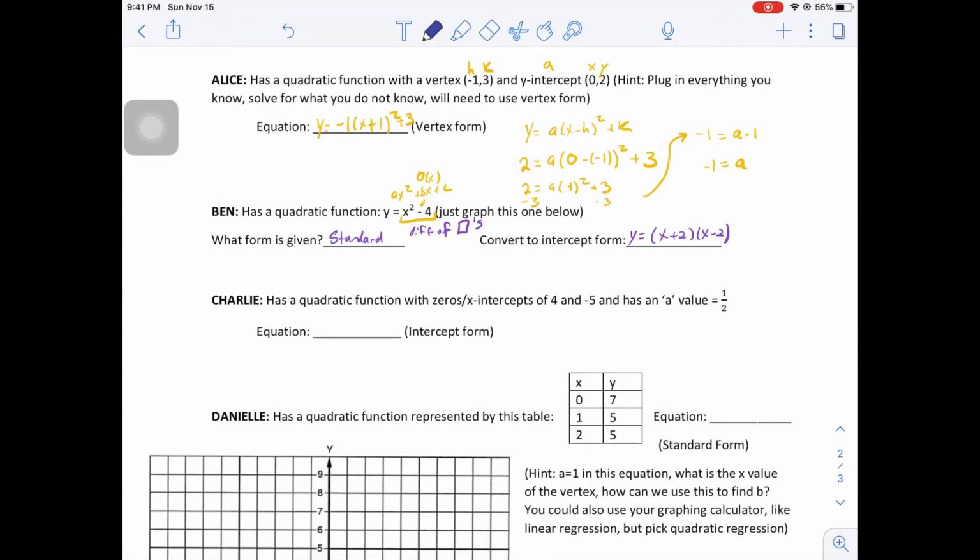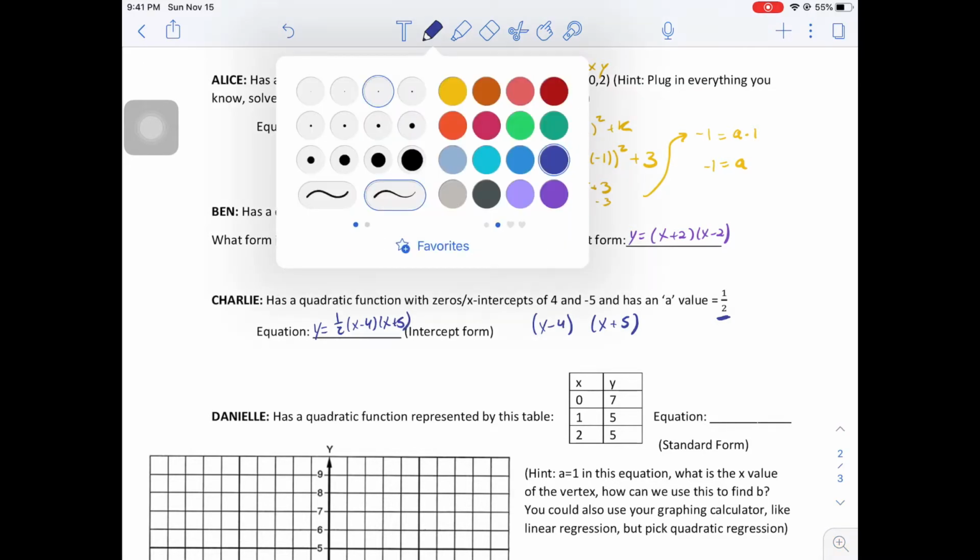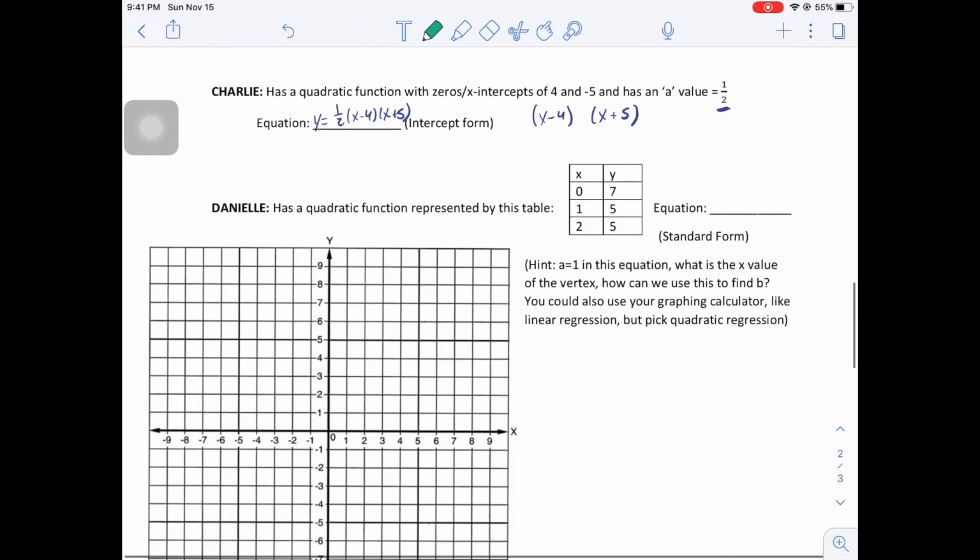Charlie has a quadratic function with zeros / x-intercepts of 4 and -5, and has an a value of 1/2. So the factor for +4 would be x minus 4. The factor for -5 would be x plus 5. So we also know the a value of 1/2. So then we have y is equal to 1/2 (x minus 4)(x plus 5). Boom. Alrighty.